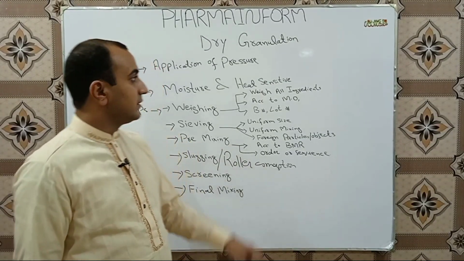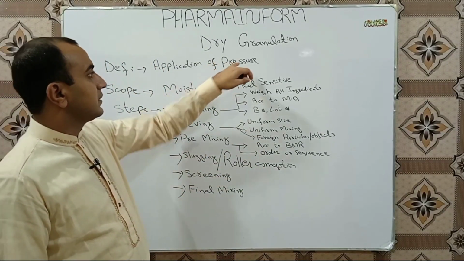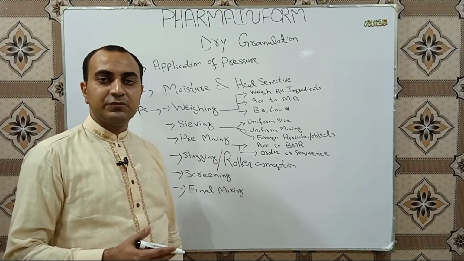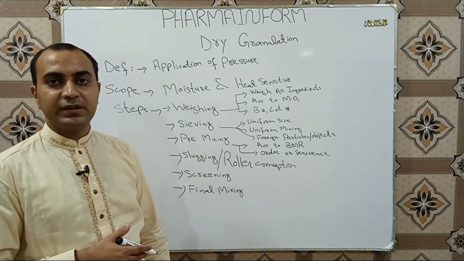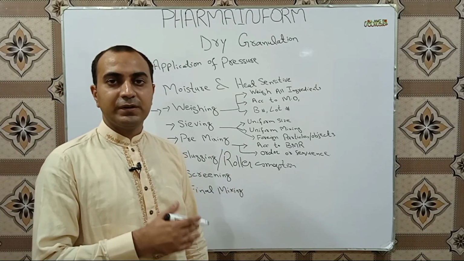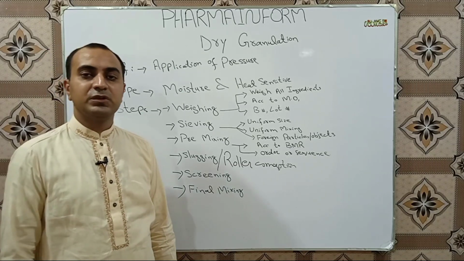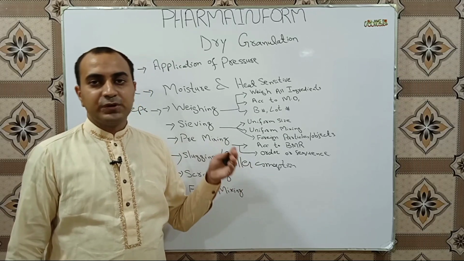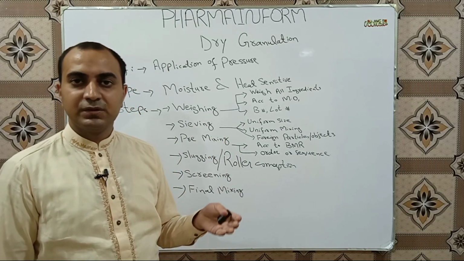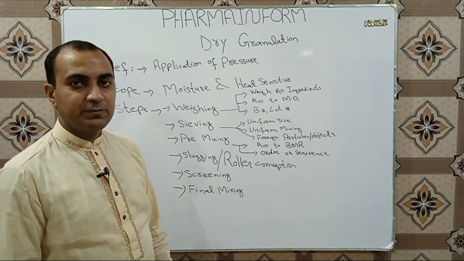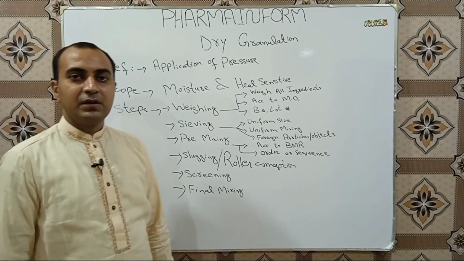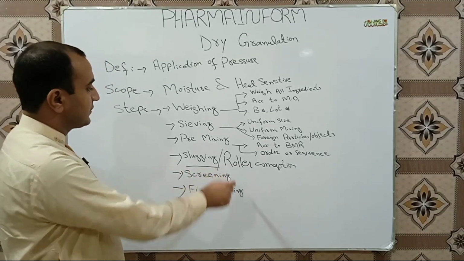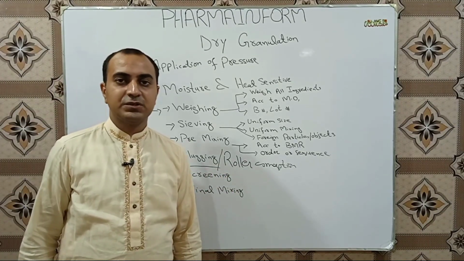Hope you have easily cleared your concept regarding dry granulation. The one basic confusion regarding dry granulation is how we can convert fine powders into granules without using solvent or binder solution. The answer is that we convert them by application of pressure, by the slugging method or roller compaction method. Today's video is over. In the next video we will discuss our main important step of slugging or roller compaction.